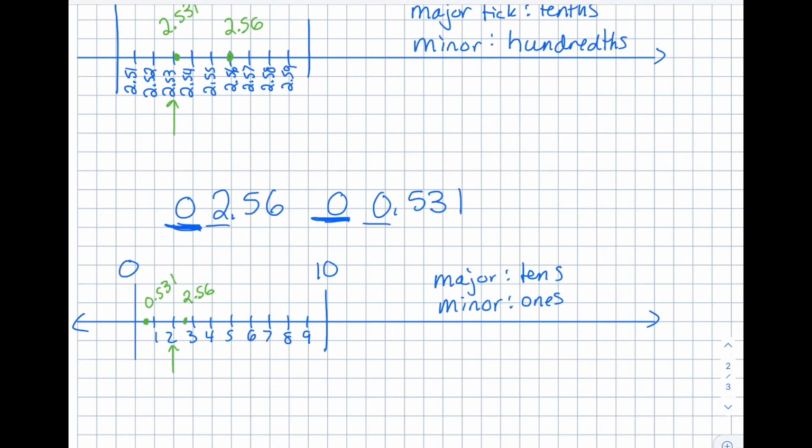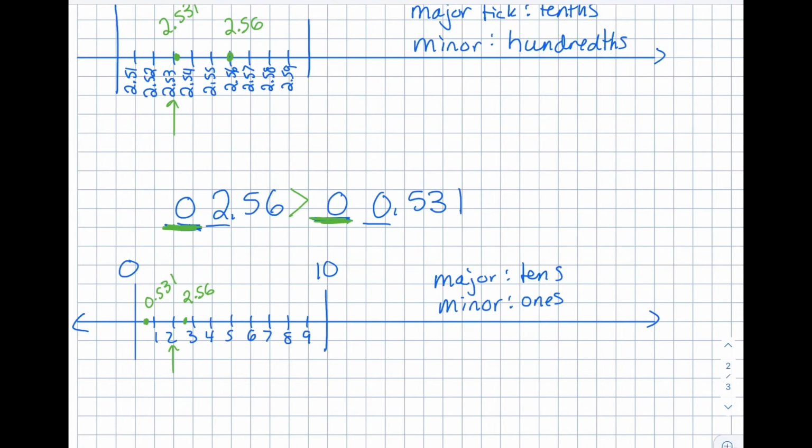So we'd be able to see that 2 and 56 hundredths would be further to the right, so it would be greater. So it's okay to introduce a new place in order to get a common starting place and then build your number line. All right, back to our original numbers.